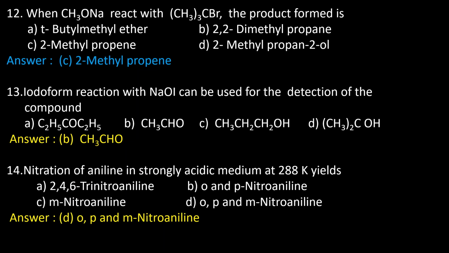Here in this aniline, the NH2 group is the ortho-para directing group, but in strongly acidic medium, anilinium ion is formed, so that will be meta-directing. So in addition to ortho and para, meta-nitroaniline is also formed. Therefore the correct option is o-, p- and m-nitroaniline.